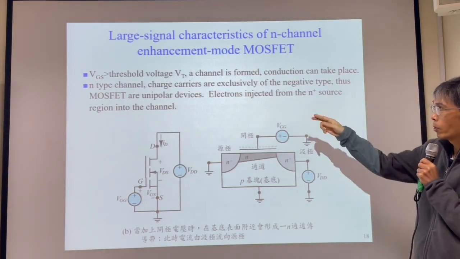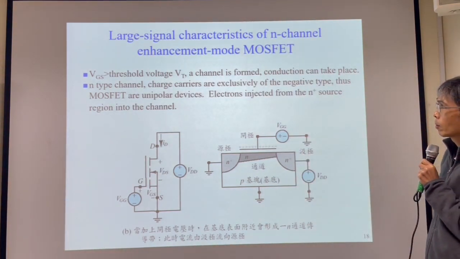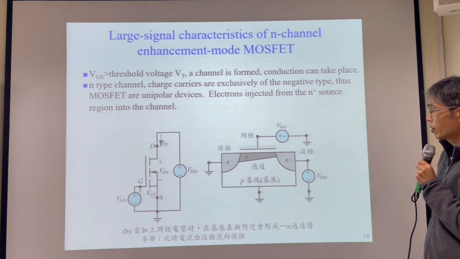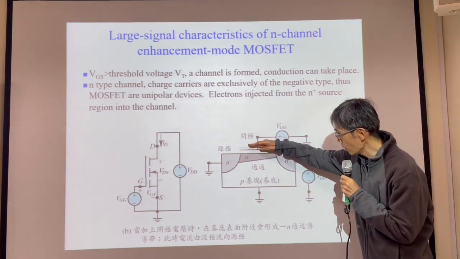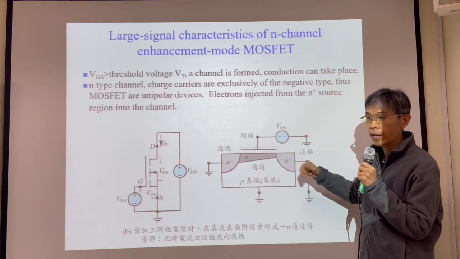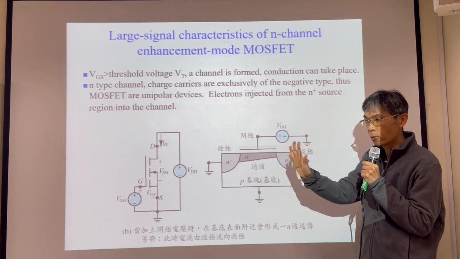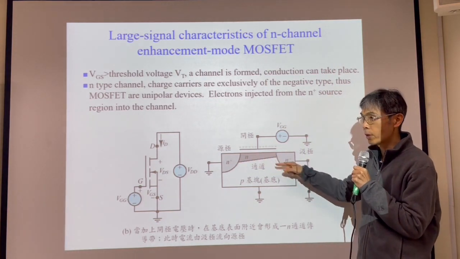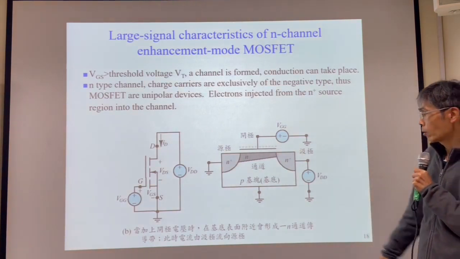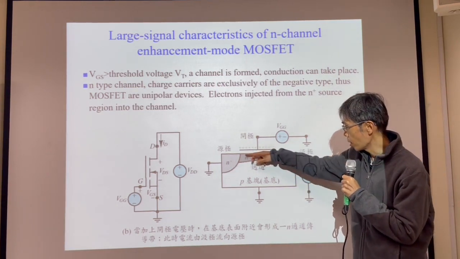Here, could you read the first one? VGS larger than the threshold voltage indicates the channel is formed for conduction. Yes. So if you have positive charge here, negative charge here, these negative charges are electrons. They are ready to conduct. If the driving force is large enough, they will flow to become current. So electrons may go this way, and current going this way.